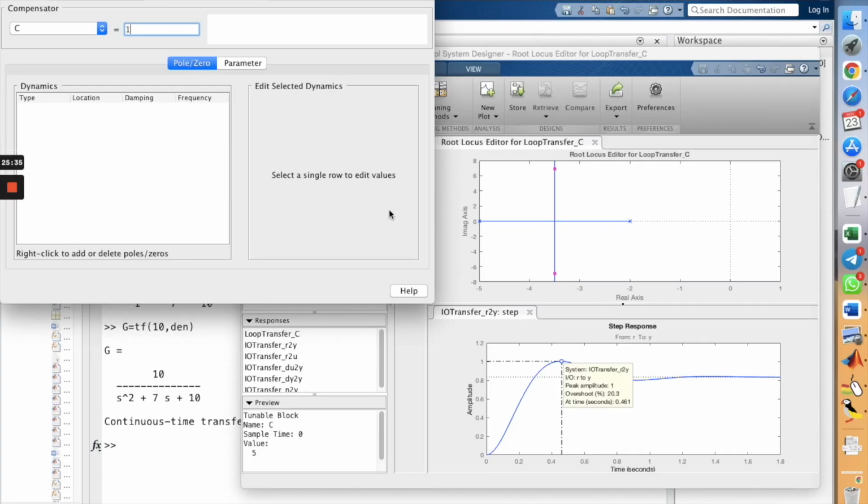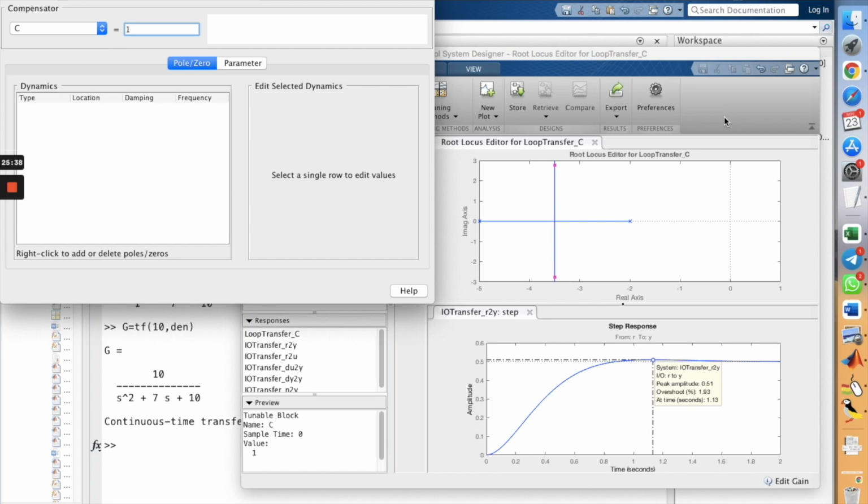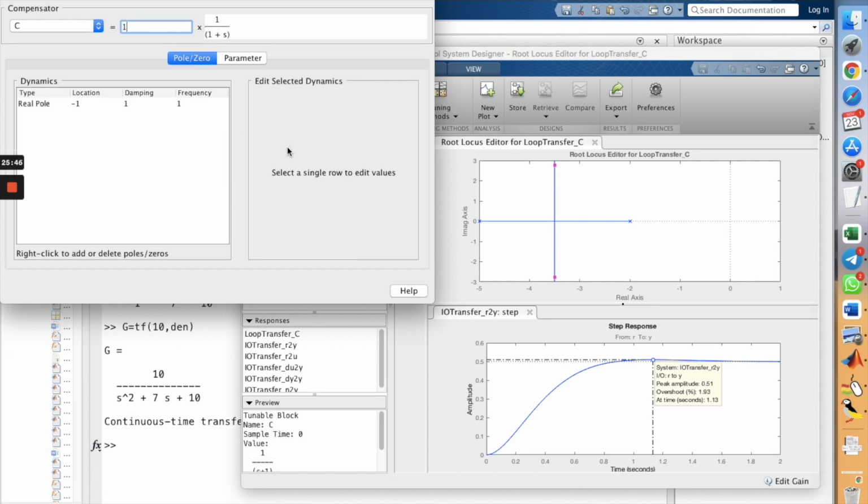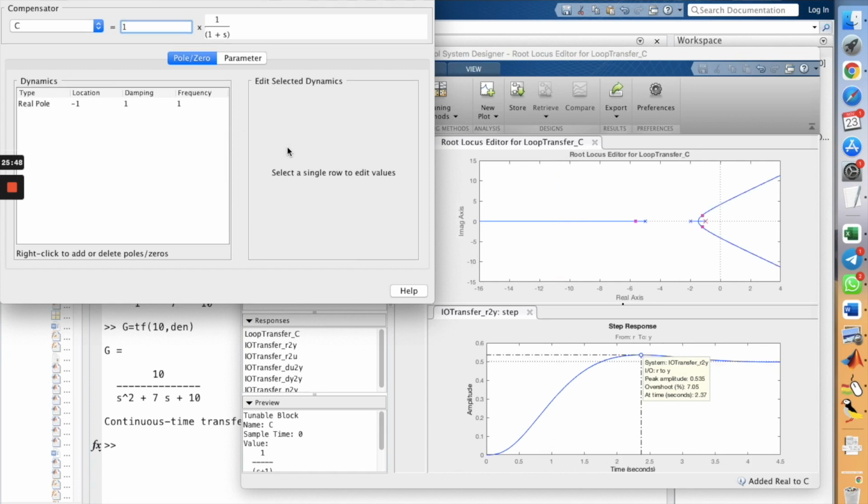We proceed with the next problem. Let's say I want to add additional poles. So I want to add a real pole. Let's say we add it at -1. Now we have an additional pole at -1. Originally we have poles at -2 and -5. So now we have the third pole, which is actually at -1.